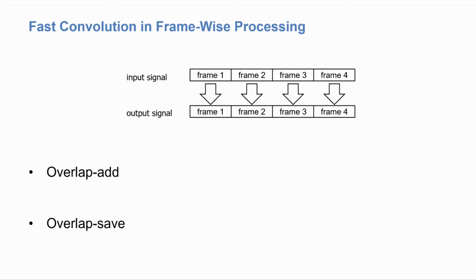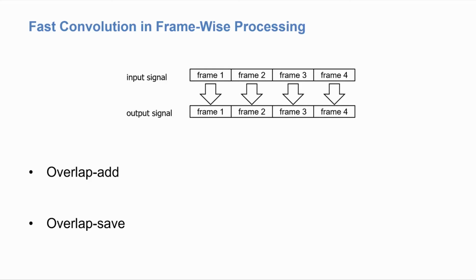A totally relevant question is, how can we benefit from the computational speedup through fast convolution in frame-based processing? There are two different ways of implementing fast convolution in a frame-based fashion. Firstly, overlap-add fast convolution, in which all values of the result that are located beyond the frame are added to the future frame. Secondly, overlap-safe fast convolution, in which we use only those values of the result that are not corrupted by time aliasing. I'm going to demonstrate both approaches in the following.